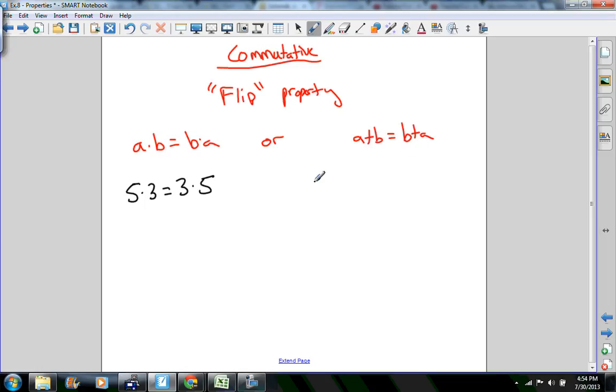Also with addition, it's the same thing. 3 plus 5 is equal to 5 plus 3. They can flip 2 numbers together. Okay, so if you see the word commutative, you're looking for numbers that are flipped. Okay?